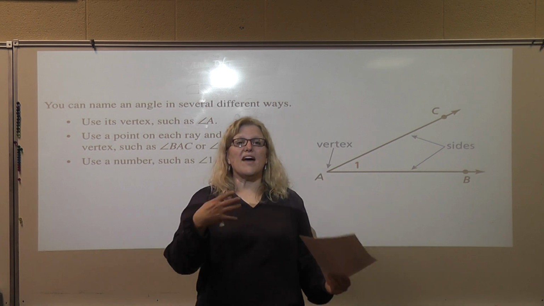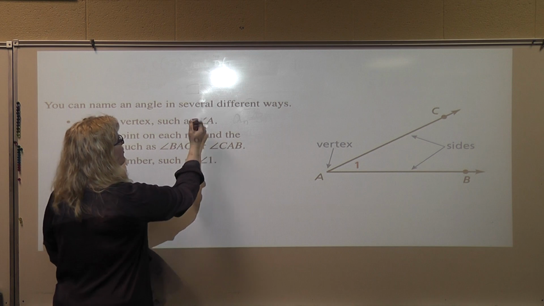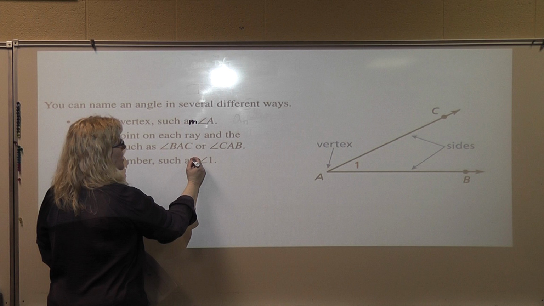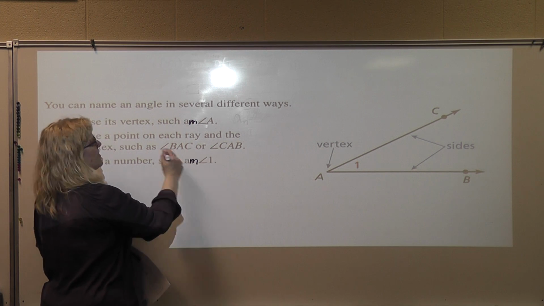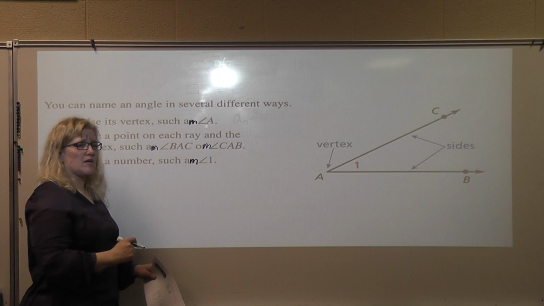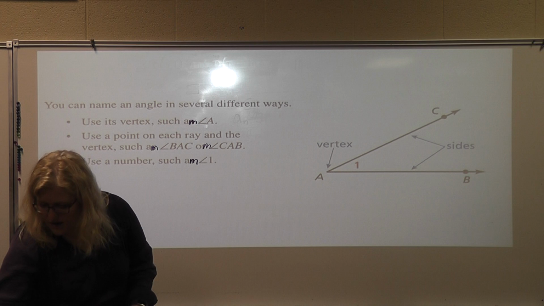Now, if we are measuring an angle, then an M would go in front of all these. So this would be measure of angle A. This is measure of angle 1, measure of angle BAC, measure of angle CAB. So I just want to make sure that you know that before we move on.